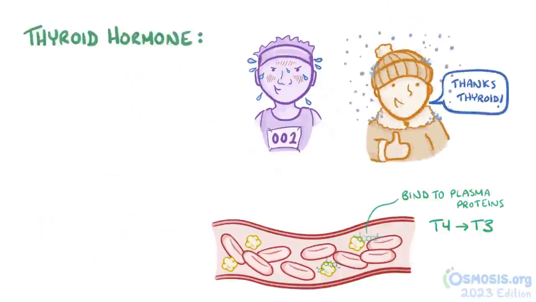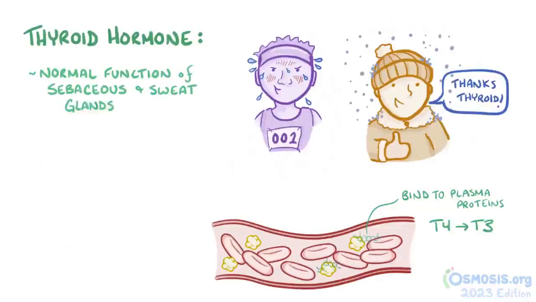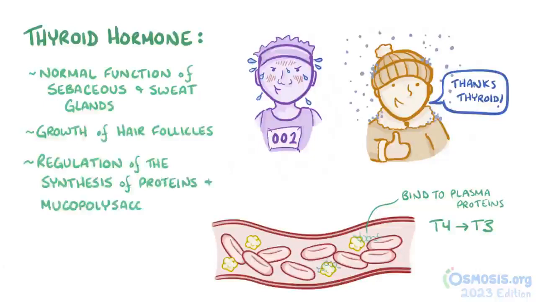Meanwhile, thyroid hormones are involved in a number of other things, such as normal function of sebaceous and sweat glands, growth of hair follicles, and regulation of the synthesis of proteins and mucopolysaccharides by skin fibroblasts.